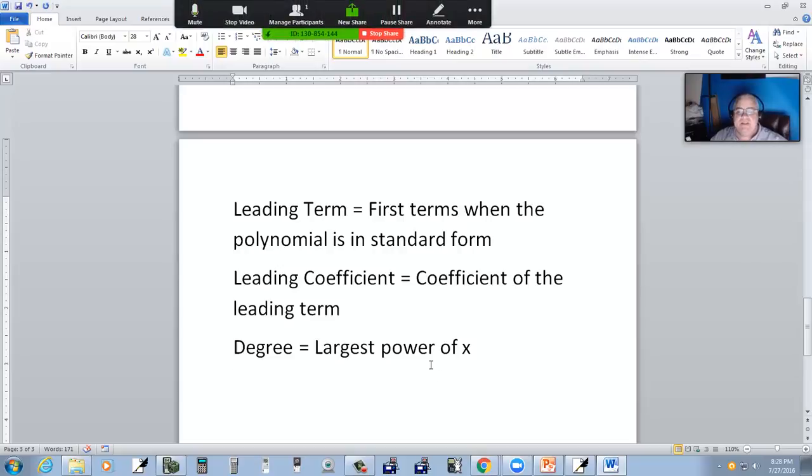Okay. This next topic is something called the leading coefficient test.